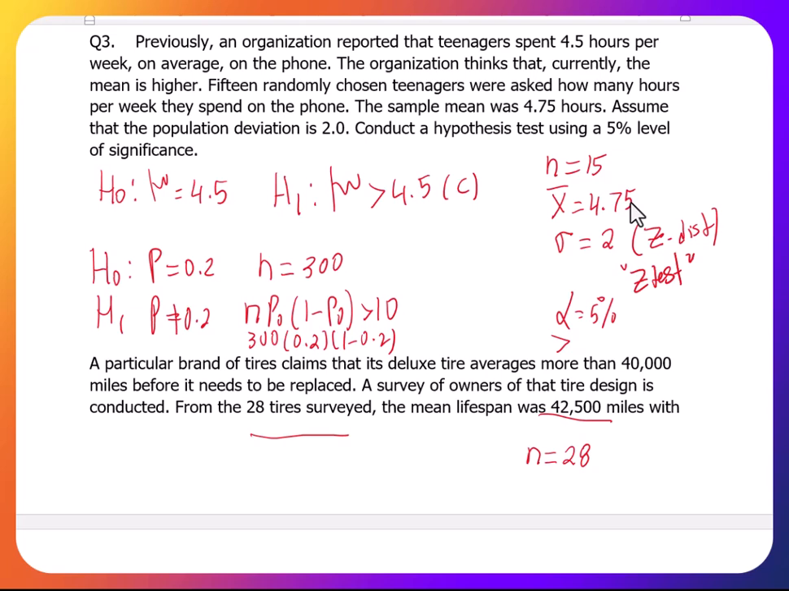Now, guys, here I'm giving you the population standard deviation, which is not a common case, but I thought, just to introduce you to this, if you see a question where he gives you the population standard deviation, not the sample standard deviation, then you have to deal with it in a different way. Assume, look what it says here, assume that the population standard deviation is 2. So it's not s, it's sigma. You see what I put? Sigma here. Conduct a test using a 5% level of significance.